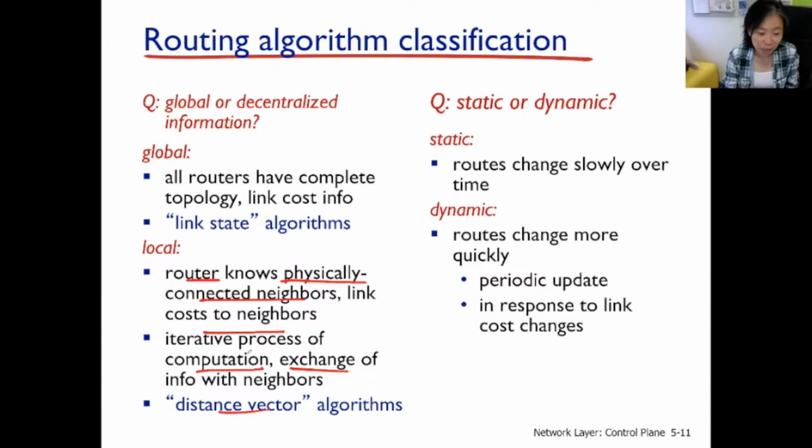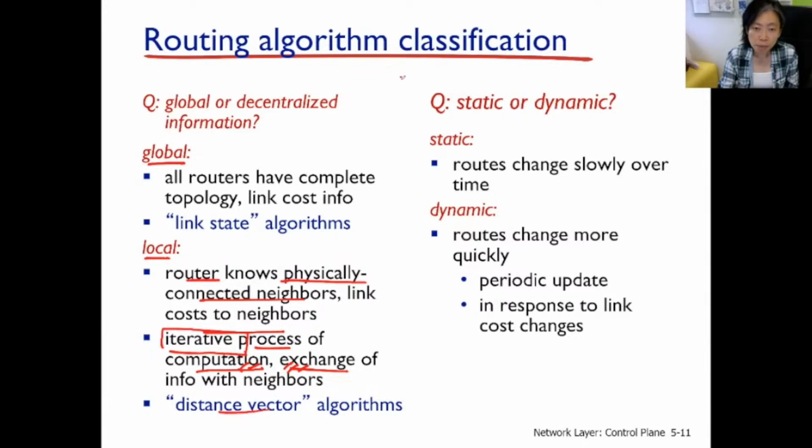So, the process you see: computation, exchange, computation again, exchange again, computation yet again, exchange yet again. So the process is very iterative. It's going to take some time, but eventually, as the information propagates through the network, everyone converges to the least cost path. So a very different model of doing route computation: link state routing being global, distance vector routing being local.